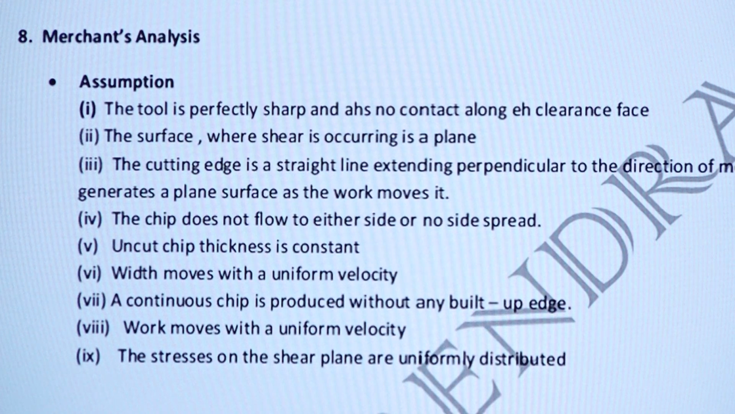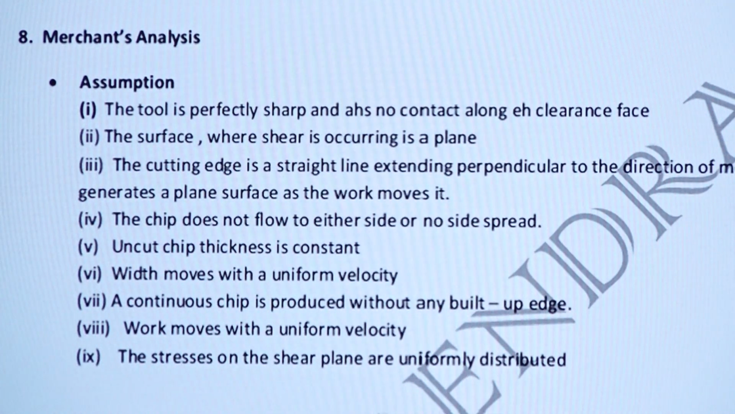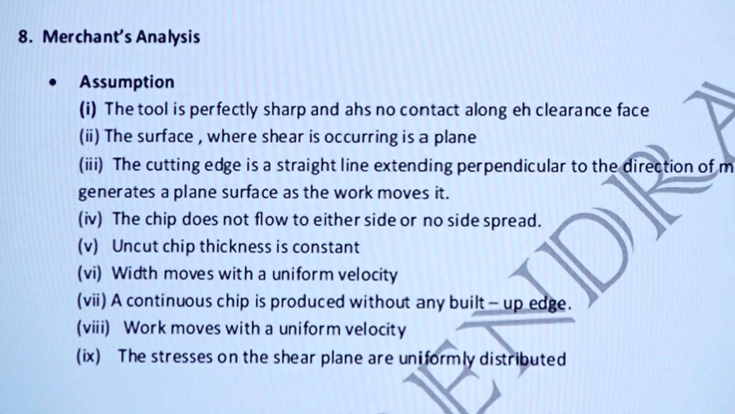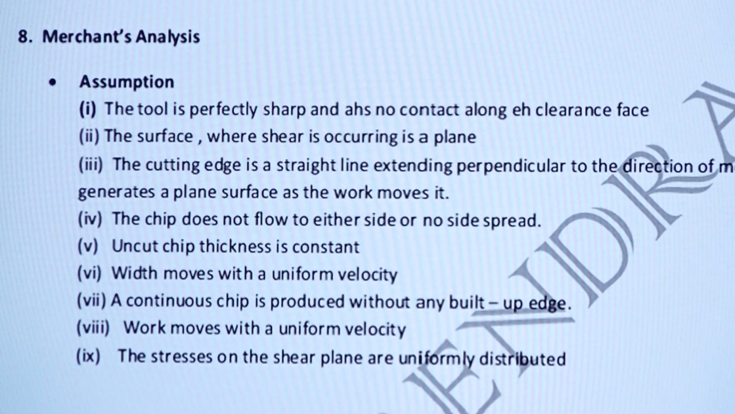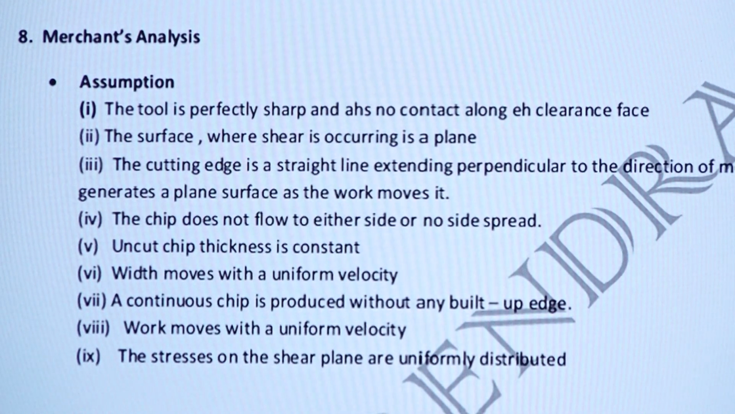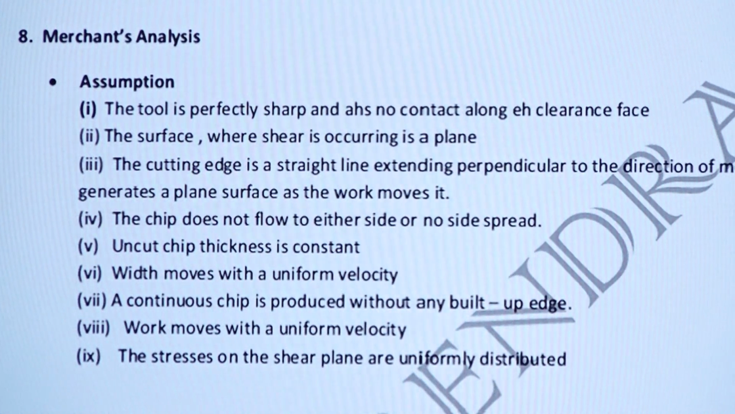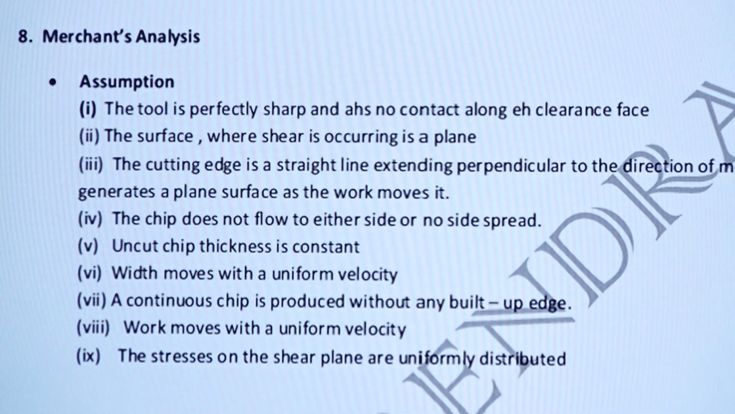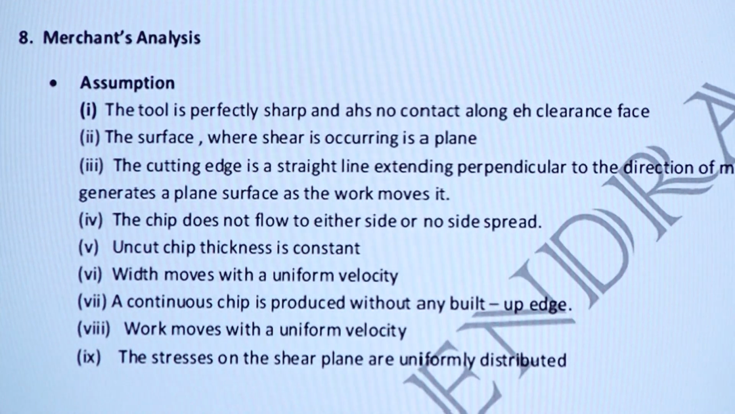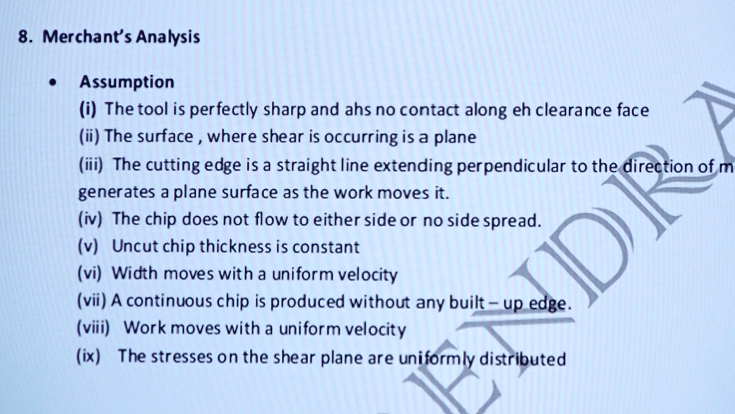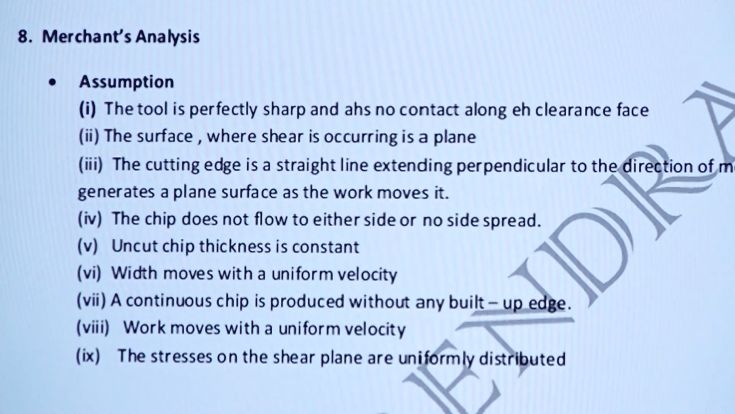The work moves with uniform velocity. Merchant also assumed that a continuous chip is produced without a built-up edge. And the stresses on the shear plane are uniformly distributed. So these are the assumptions made by Merchant to draw the Merchant circle.